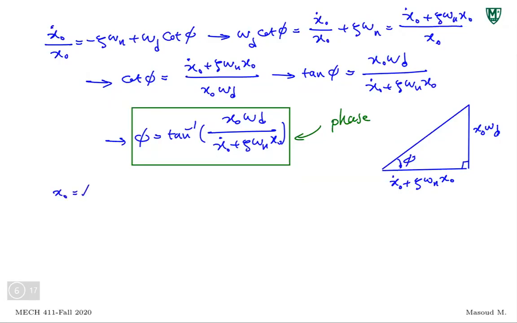X naught, we had it as A sine phi. So from there, I can say A is equal to 1 over sine phi times X naught. I just took sine phi here. Now, here is the trick, and the reason I drew that triangle. Now I can find what is sine phi. If this is the triangle, I know phi based on those two sides, and it's a right triangle. All I need to do is find sine phi from this triangle. So sine phi, what is sine phi?